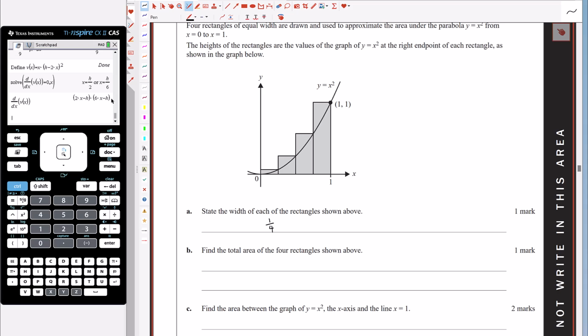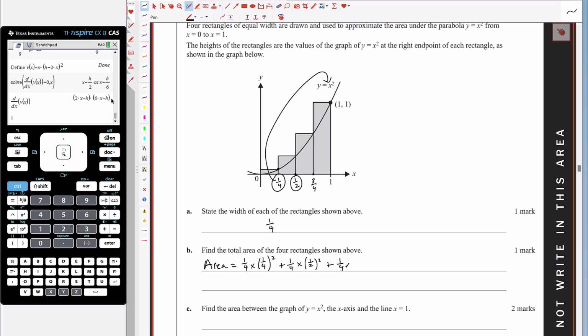Find the total area of the 4 rectangles shown above. Okay, so the total area is going to be 1/4 times the height of this first. So this will be 1/4, this will be 1/2, this will be 3/4. Okay, so the height of that first rectangle is going to be the y value when x equals 1/4, so it's going to be 1/4 squared, plus the next rectangle has a width of 1/4, and its height is going to be the y value when x equals 1/2, so it's going to be 1/2 squared.